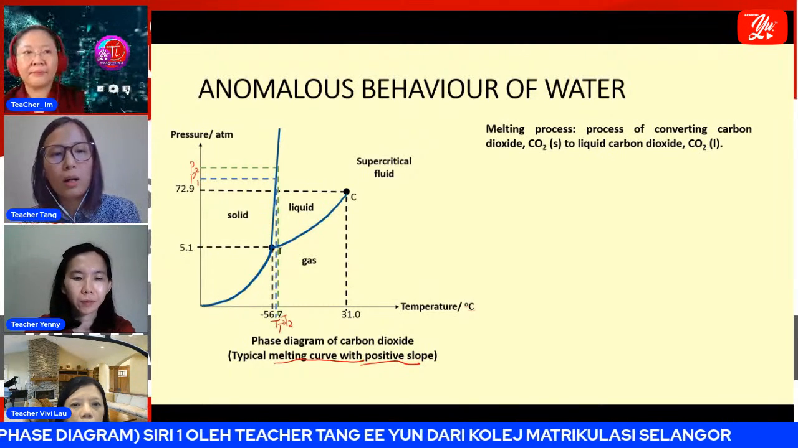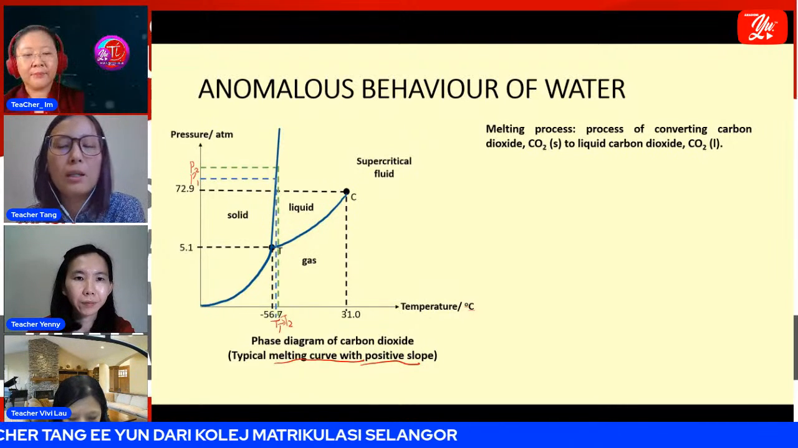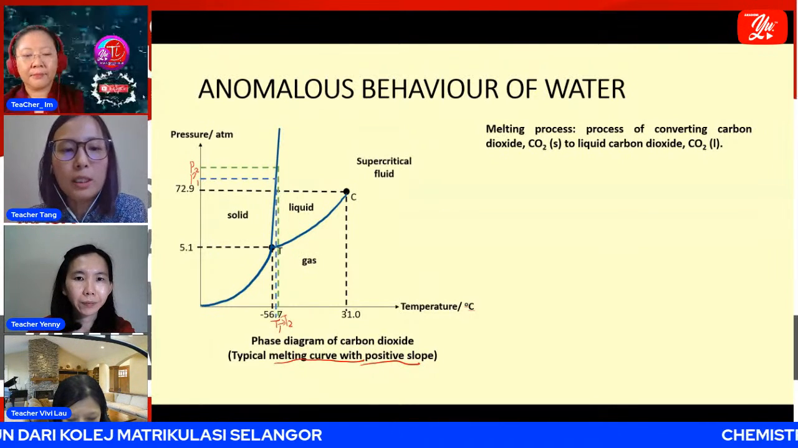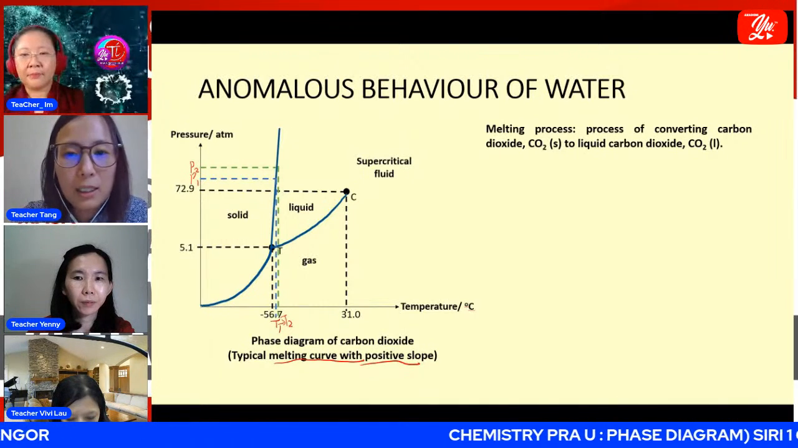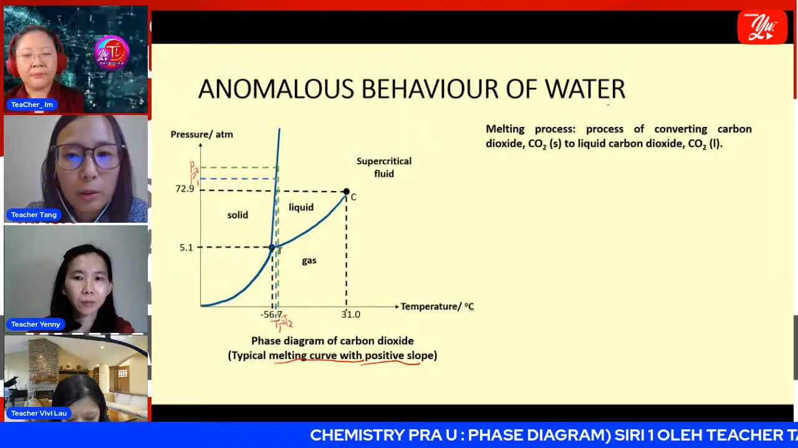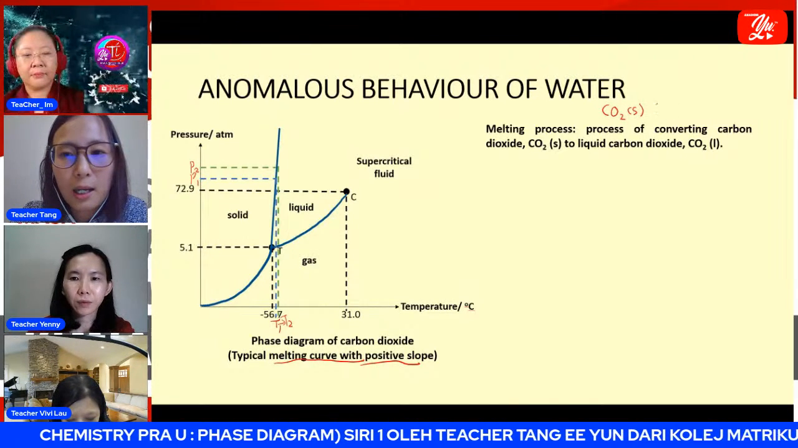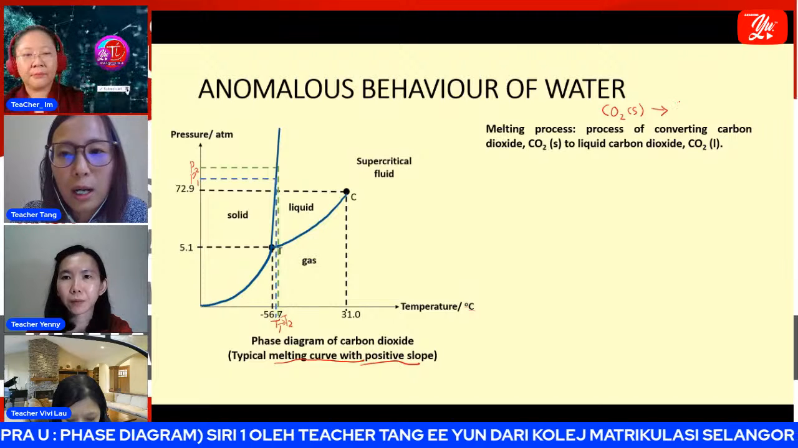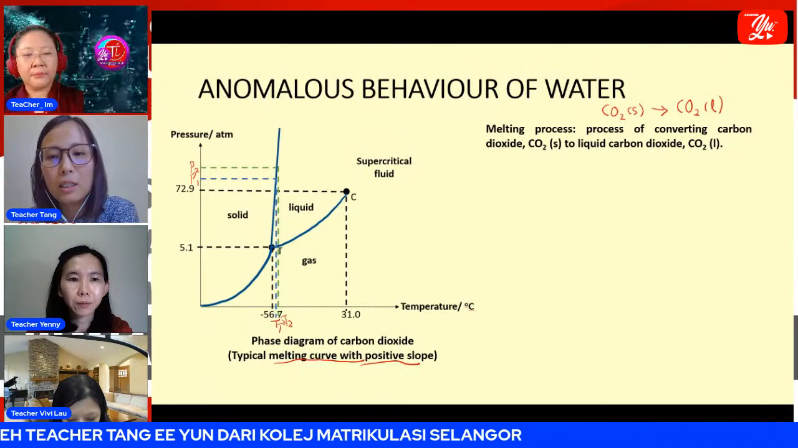Okay, so why? First we shall look at the melting process. I'm using carbon dioxide as the example. So, carbon dioxide melting. Melting refers to the process where solid carbon dioxide is converted to liquid carbon dioxide. So this is a melting process.